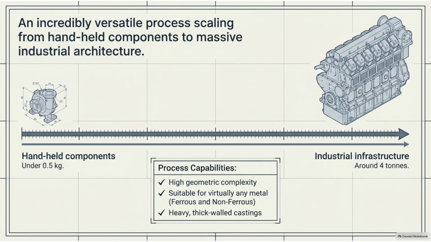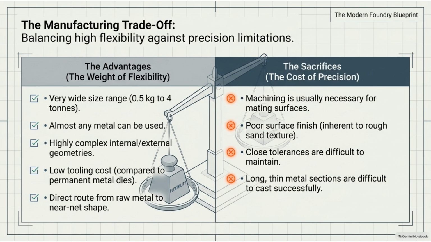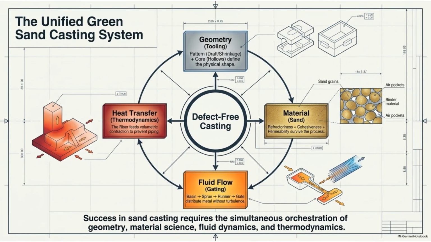This process is incredibly versatile, scaling from tiny handheld components to massive industrial parts weighing several tons, and it is capable of casting almost any ferrous or non-ferrous metal. Sand casting involves a trade-off. While it offers immense geometric flexibility and low tooling costs, it often sacrifices precision, requiring post-process machining and resulting in a rougher surface finish. Ultimately, a defect-free casting is achieved by balancing geometry, material science, fluid dynamics, and thermodynamics. Success lies in the orchestrated harmony of these 4 core systems.